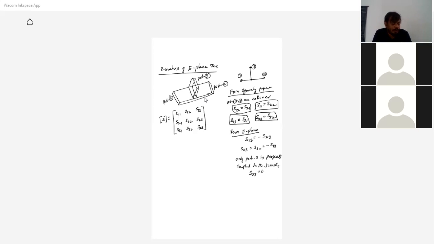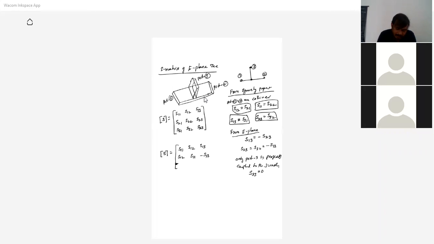Then you substitute all these things in our S matrix. Now the S matrix is equal to S11, S12, S13, S21, which is nothing but S12, S22, which is S11, and S23. What is S23? S23 is minus S13. Is it right? What is S31?